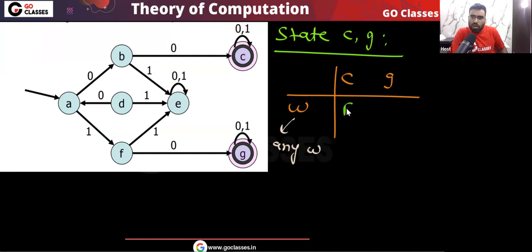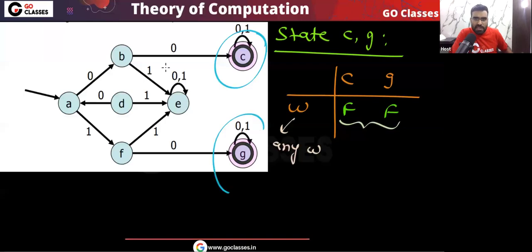This C is also going to final, G is also going to final. Remember, we only care about final or non-final. We don't care that this is going to C, this is going to G. They are going to different states. Please understand that we don't care about the different state.